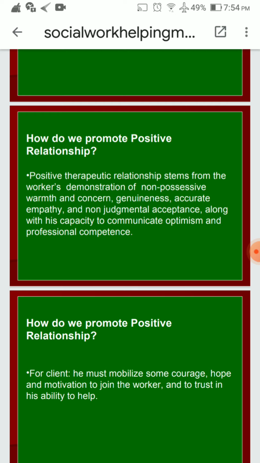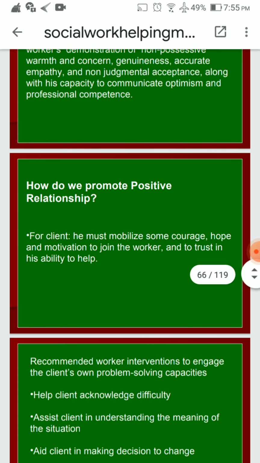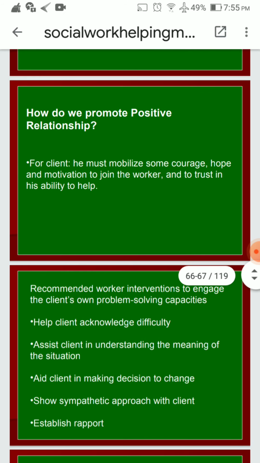So, from the word genuine, empathy, you need to support that certain client. Not only to support, but also to guide, to facilitate, or to help each other so that the client and the worker can solve the problem of the client. How do we promote also relationship? For the client, he must mobilize some courage, hopes, and motivation to join the worker and to trust in his ability to help. So you as a social worker, you also have to have sympathy, empathy. You walk in the shoes of your client.